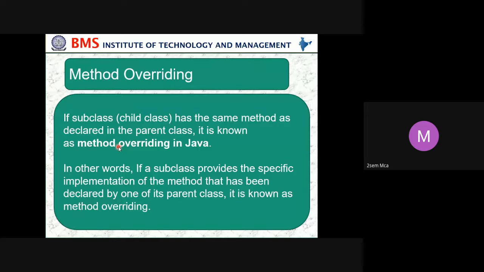So then we have just seen about method overloading. Now let us see what is method overriding. If a subclass, that is a child class, has the same method as declared in the parent class, it is known as method overriding in Java.